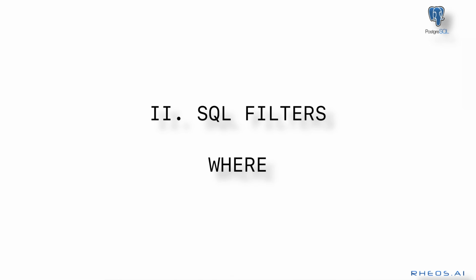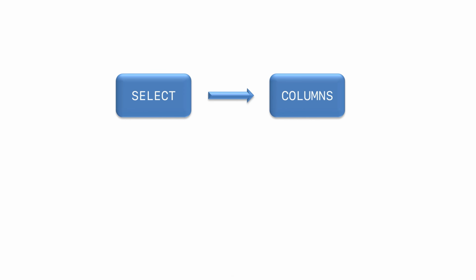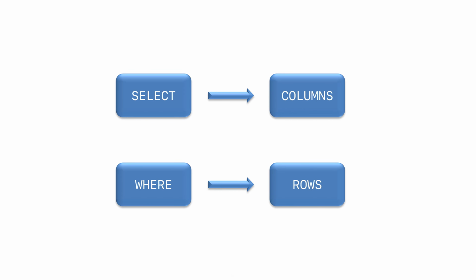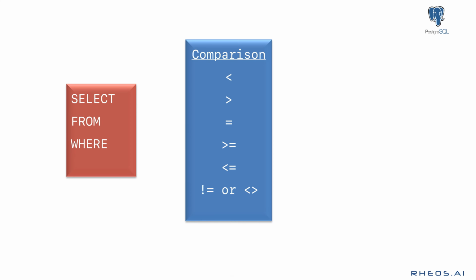In this video, let's look at the WHERE clause. The WHERE clause in SQL is used to filter out rows based on certain conditions. Remember that the SELECT clause is used to select columns, and now we look at the WHERE clause to filter out rows. It is written after the FROM clause: SELECT, FROM, WHERE. Along with the WHERE clause, we use comparison and logical operators.